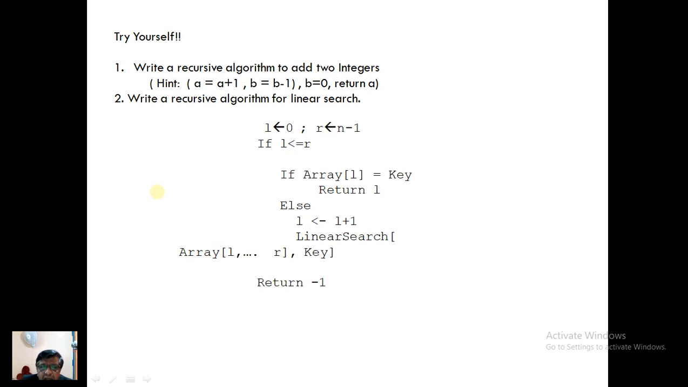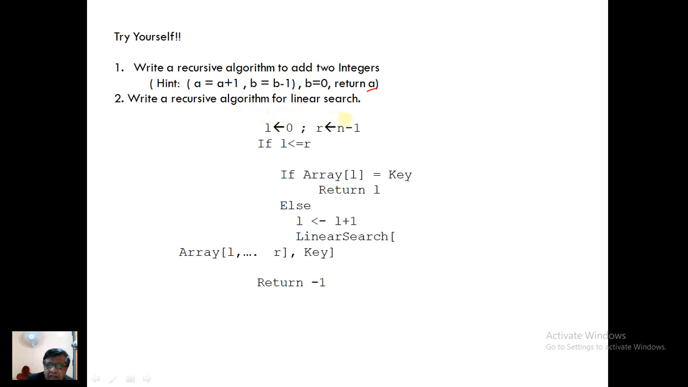And I have given some problems over here. I hope my esteemed listeners will venture into them, and they will be able to solve them upon listening to this lecture. Of course, a hint is also given. Write a recursive algorithm to add 2 integers. Hint: a goes on increasing by 1, b goes on reducing. That's the way you can recursively add a and b. When b becomes equal to 0, you return a as the answer. This is recursive addition of 2 integers.